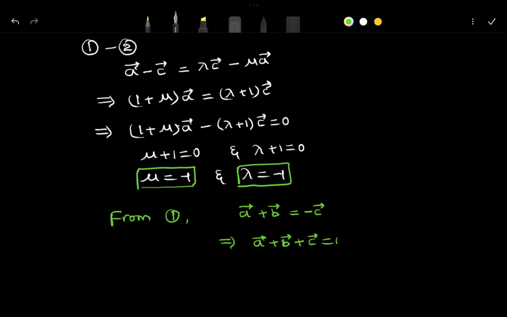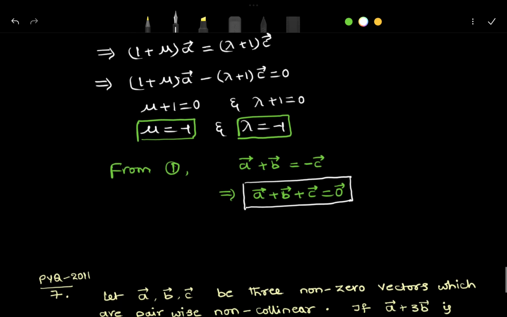So that means your right answer will be the value of A bar plus B bar plus C bar will be equals to the null vector. This 0 bar is the correct answer. I hope that everyone is clear on this problem also.